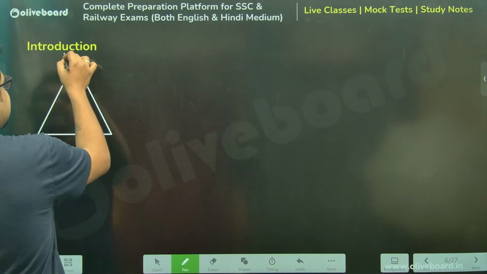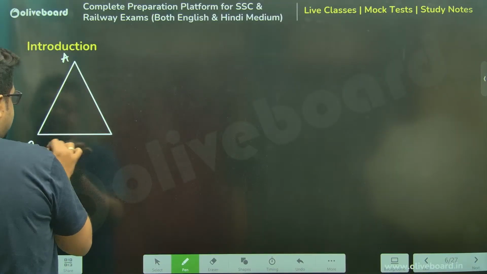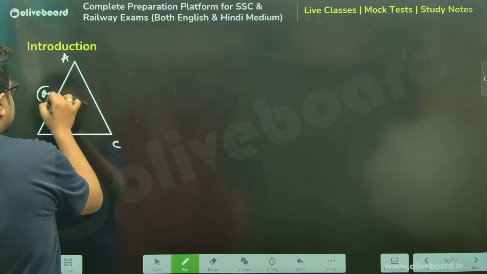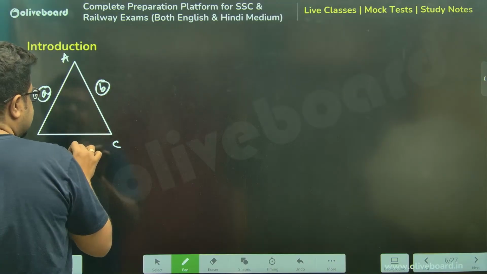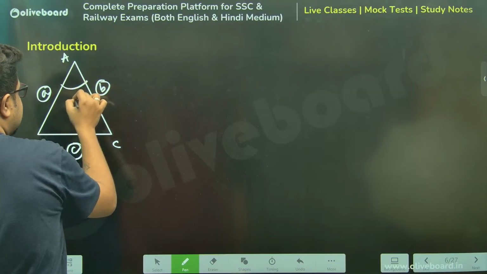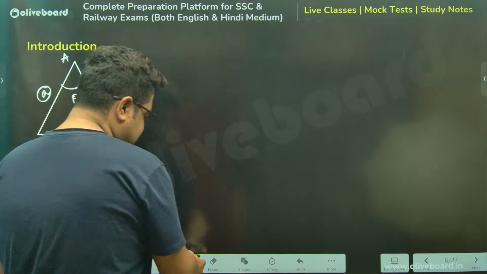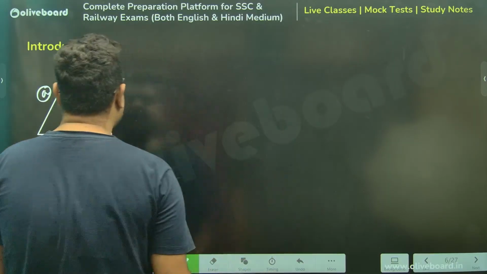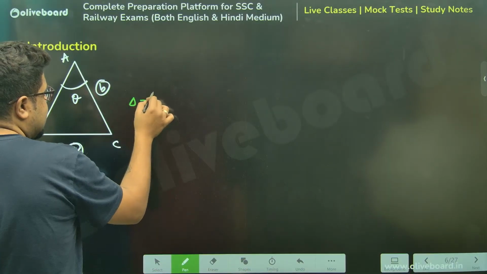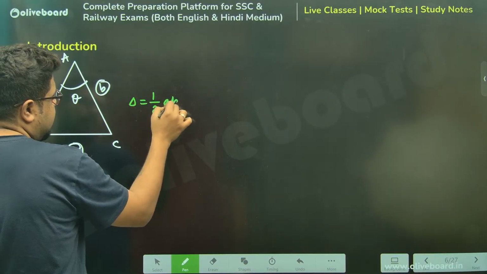Let's take a triangle like this. This side is A, this side is B, this side is C, and this angle is given to you as theta. I can say the area of this triangle is half AB sine theta.